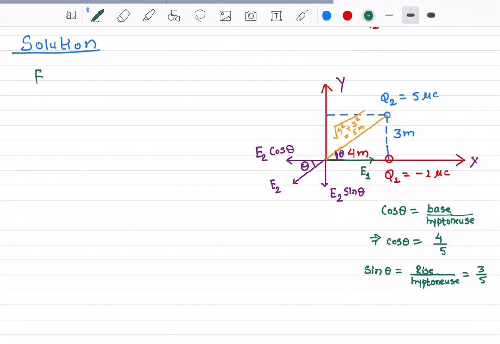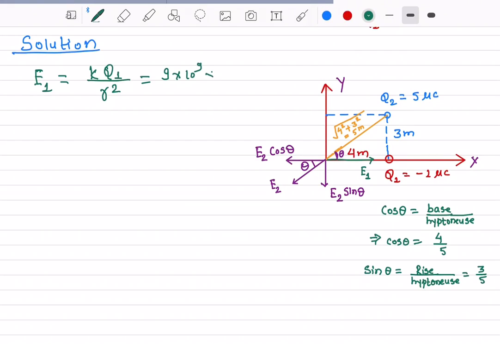And now let's calculate the electric field. The electric field due to charge Q1, which is E1, is K Q1 over R squared. And R in this case is the distance between the charge and this point here, which is 4 meter. So let's plug in all the values.